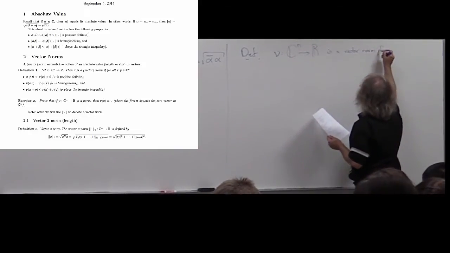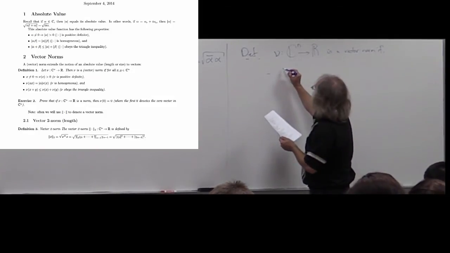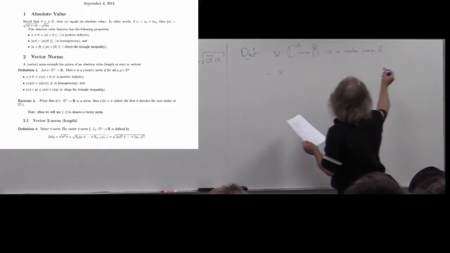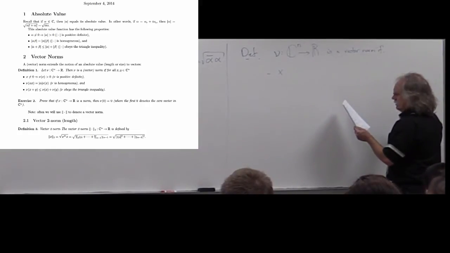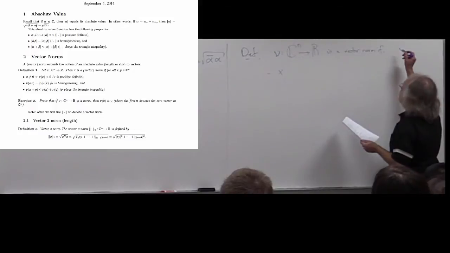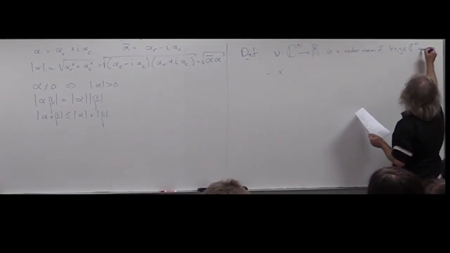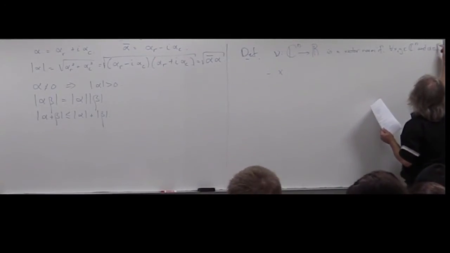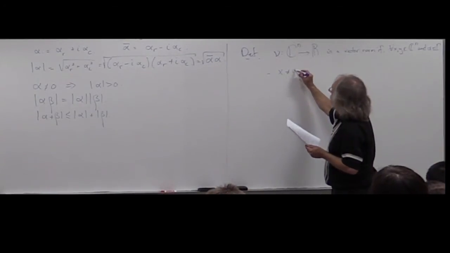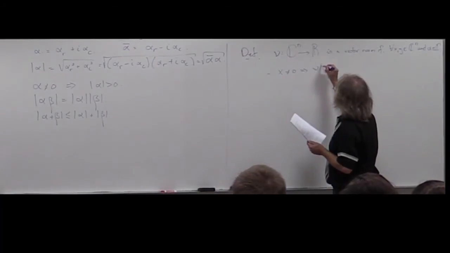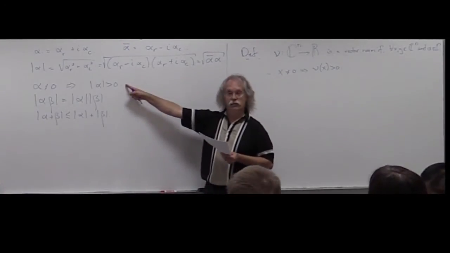If three conditions hold. Okay. For all x and y vectors of length n and alpha a complex valued scalar, x is not equal to 0 implies that the norm of that vector is greater than 0. Let's see the equivalent of this right here.